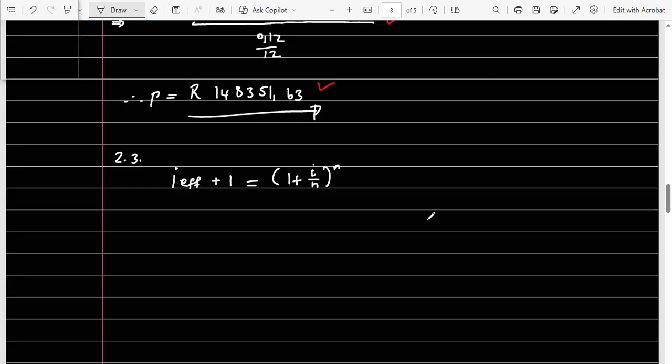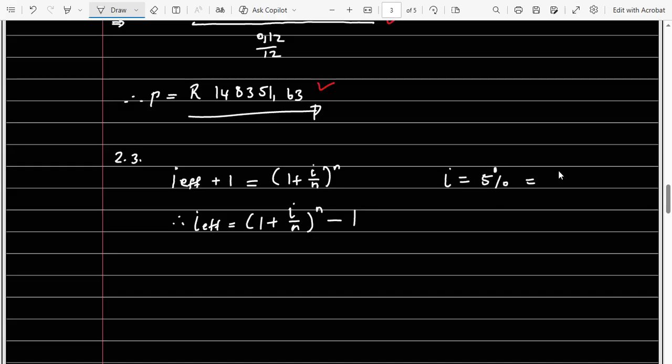Okay, I just confirmed this. The formula is correct, guys. It should be like this. Therefore, I'm going to say i effective is equal to 1 plus i over n, to the power n, minus 1. So let's write the data. They say i is 5%, so I'm going to divide that by 100, which gives me 0.05. And then they said this is compounded quarterly. We're going to take the 0.05 and divide that by n. So let's just do the substitution.